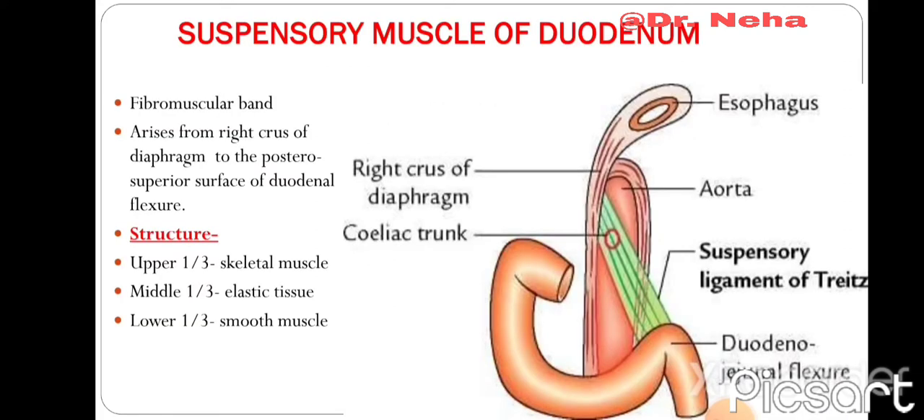Now the suspensory muscle of duodenum. It is a fibromuscular band. It rises from right crus of the diaphragm to the posterior-superior surface of duodenal flexure. Structure, it is made up of three tissues, that is, in the upper one-third it is made up of skeletal muscles, in the middle one-third it is made up of elastic tissue, in the lower one-third it is composed of smooth muscles.